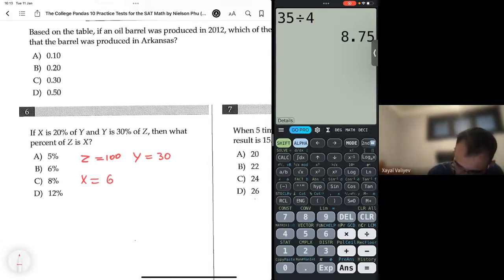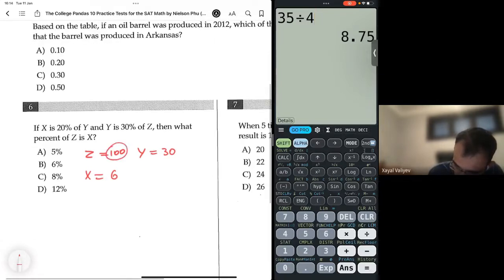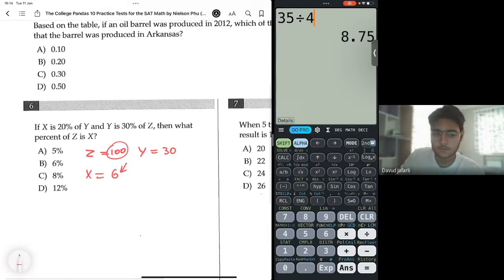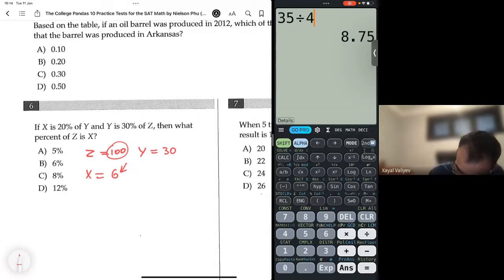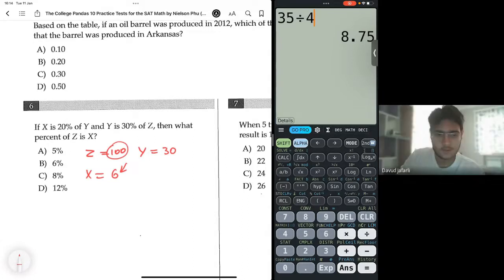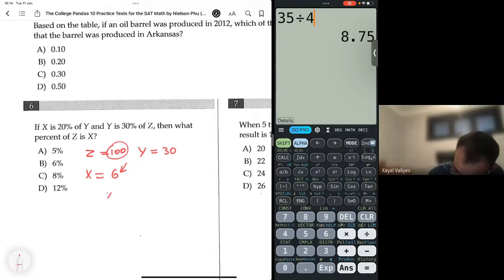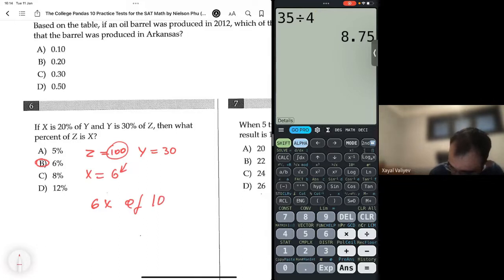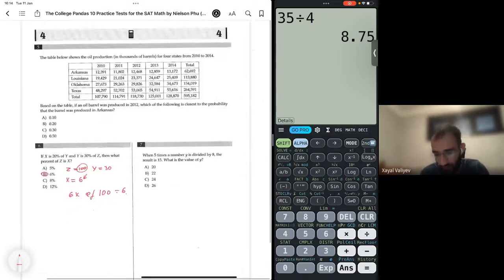And it says, what percent of z is x? What percent of 100 is 6? What percent, okay? What percent of 100 is 6? Is 6%. Okay, 6% of 100 is 6. Did you get it?